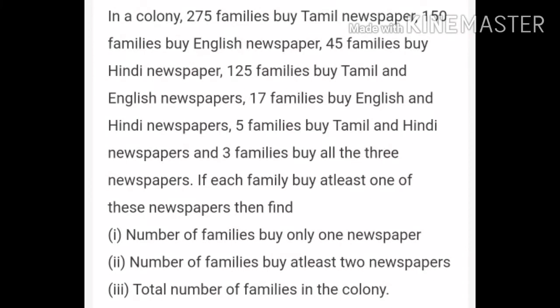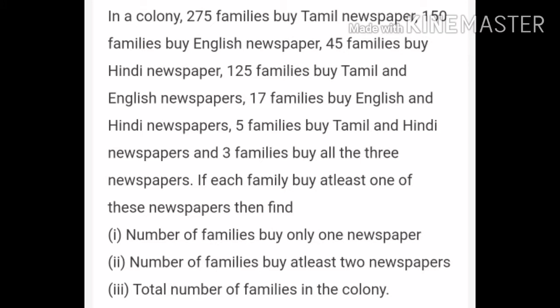And then the third question. In a colony, 275 families buy the Tamil newspaper, 150 families buy the English newspaper, 45 families buy the Hindi newspaper, 125 families buy Tamil and English newspapers, 17 families buy English and Hindi newspapers, 5 families buy Tamil and Hindi newspapers, and 3 families buy all 3 types of newspapers. If each family buys at least one of the above newspapers, then we have to find out the values.